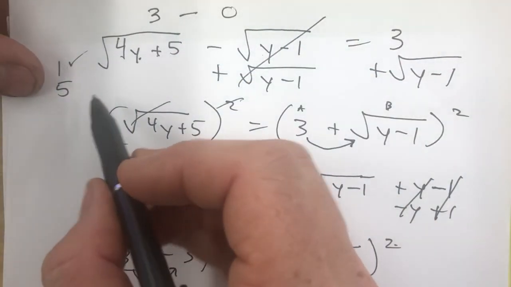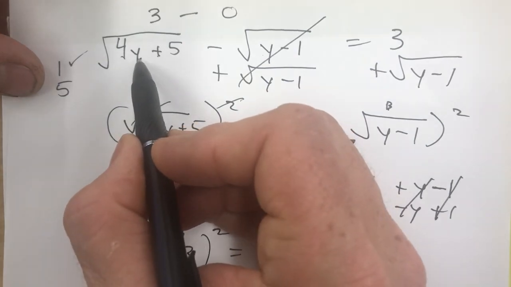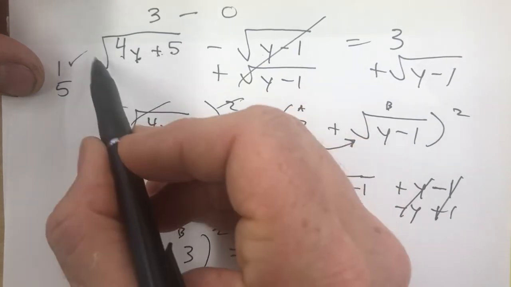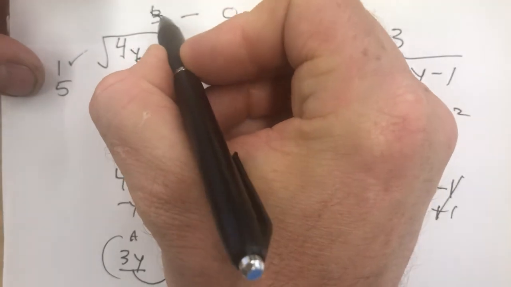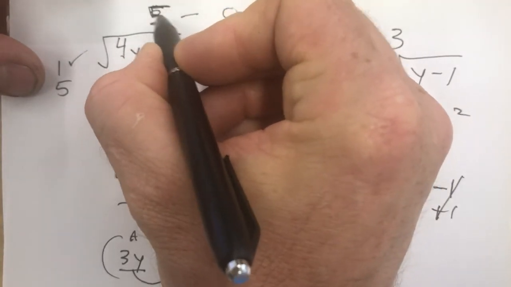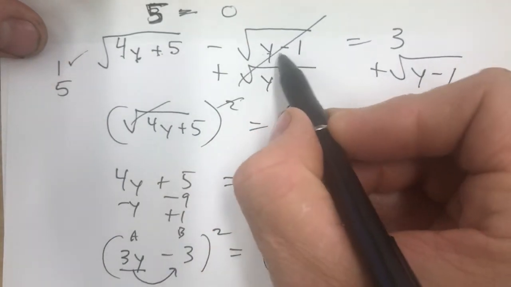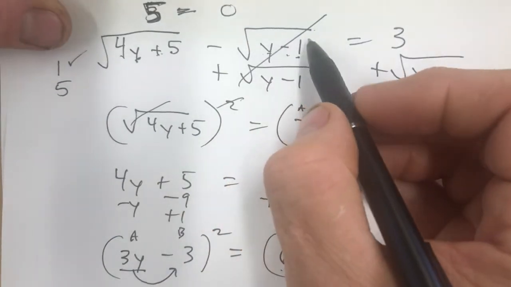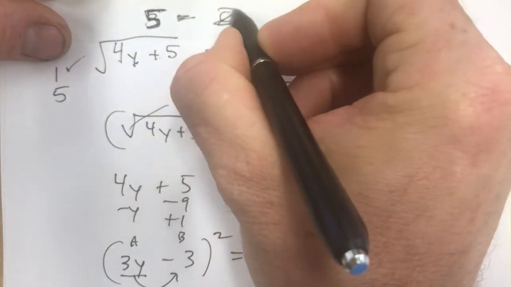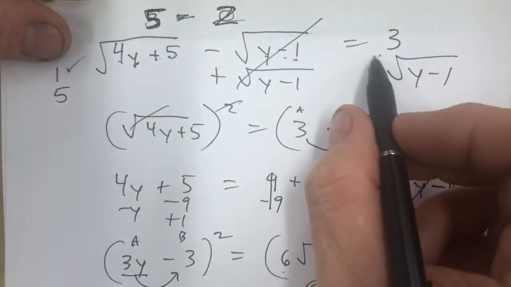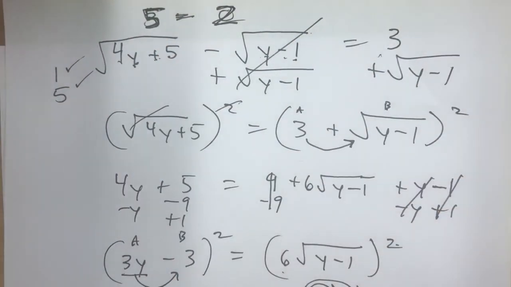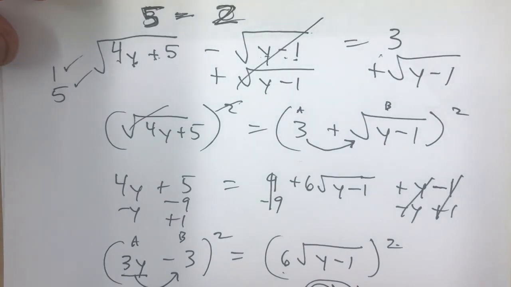Let's try 5. I put 5 in there. 4 times 5 is 20. 20 plus 5 is 25. The square root of 25 would be 5. So this would be 5 here. Okay. Minus. If I put 5 in there, 5 minus 1 is 4. The square root of 4 would be 2. 5 minus 2 is 3. Hey, they both work. So both of those are solutions on this problem.